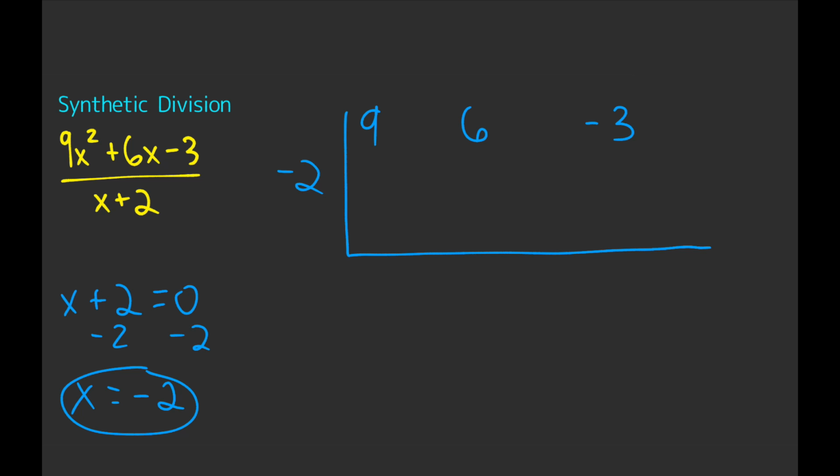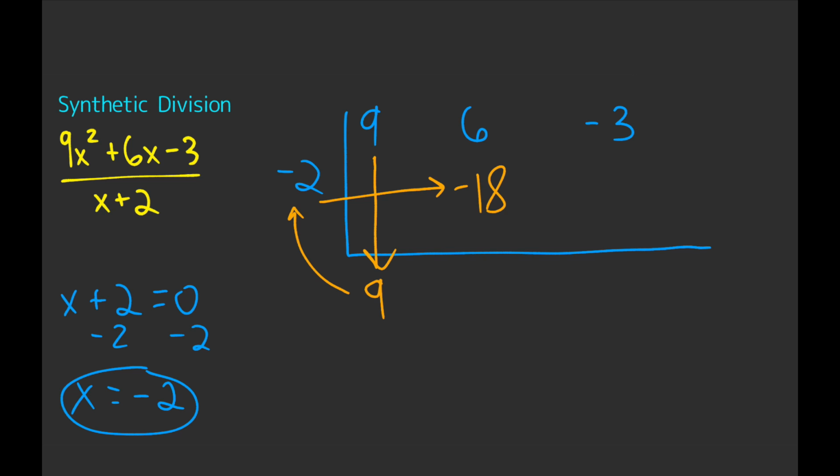So the first step of synthetic division is we're going to bring down the first coefficient of our dividend. So in this case it is 9. We're going to bring that down outside the box, 9. Next step is we're going to multiply this 9 by our divisor equals 0. So that's negative 2. We're going to multiply that by negative 2. And well, 9 times negative 2 is negative 18. So then we bring that negative 18 under our second term. So under the 6, negative 18.